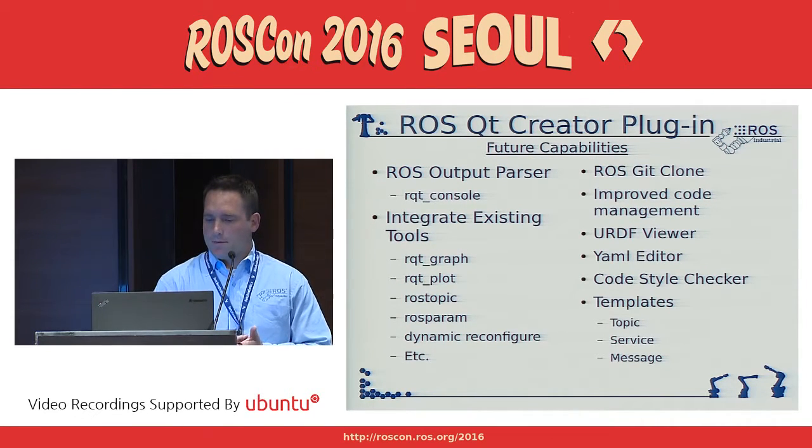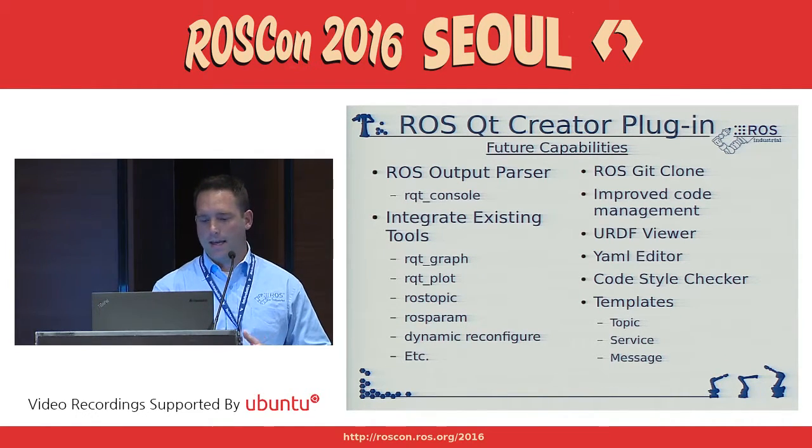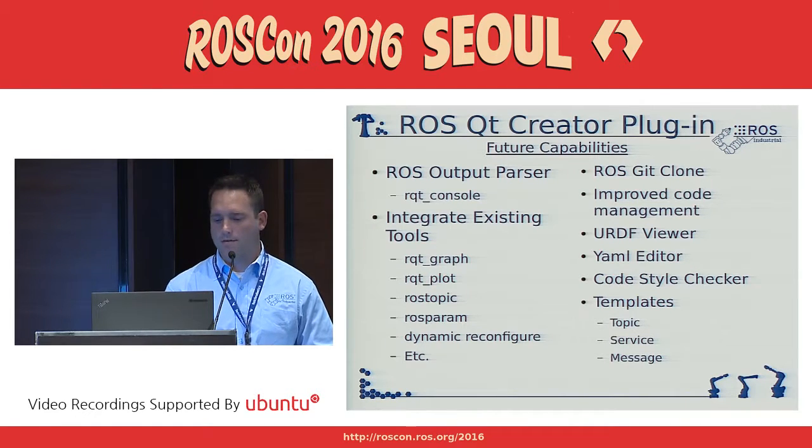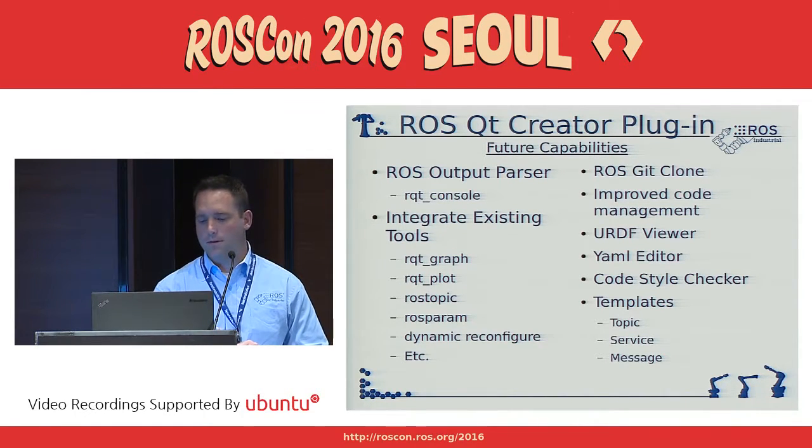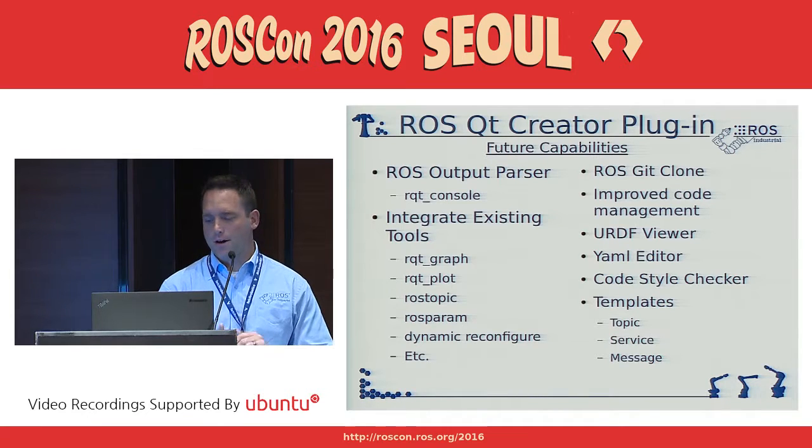So the future capabilities are to create a similar environment as our Qt console. Qt Creator already has this built in. Once we get the Python Qt integrated, it will allow us to easily implement features that ROS console has, and integrate existing tools like RQT Graph, RQT Plot, ROS Param, Dynamic Reconfigure. Also a custom git clone that allows you to pull up any of the ROS specific packages straight from the IDE without having to go out to the web and search what repository is available.